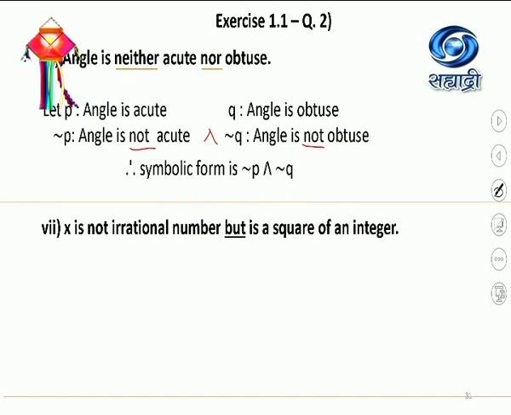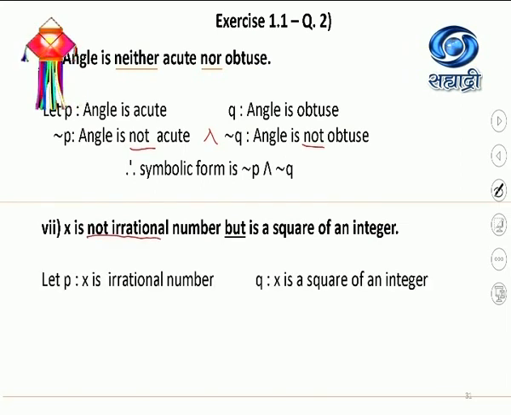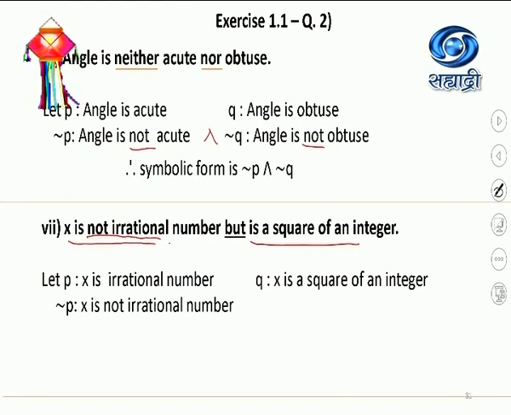Next one: x is not an irrational number, but it is a square of an integer. X is not an irrational number is a negative statement. So write first the positive statement. P: X is an irrational number. Q is a simple positive statement: X is a square of an integer. So x is not an irrational number will be negation P, because in the compound statement it is given as x is not an irrational number, and but means and. So the symbolic form will be negation P and Q.